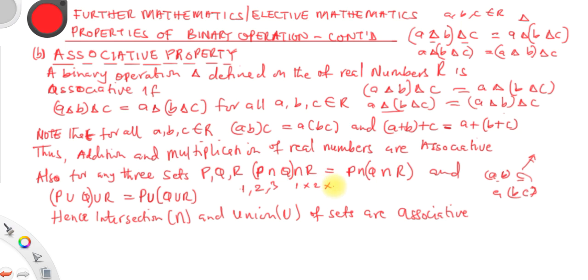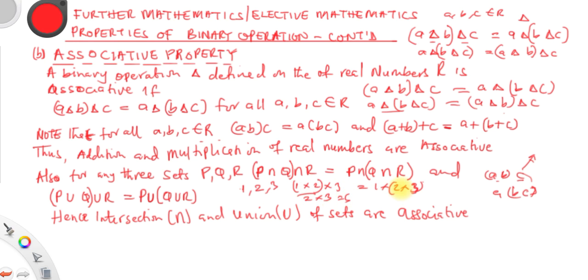1 times 2 times 3. Is it not the same as what? 1 times 2 times 3. So if you are multiplying the three numbers, you can multiply this first, irrespective of how you do it. So 1 times 2, what do you get? You get 2. Then 2 times 3, what do you get? You get 6.